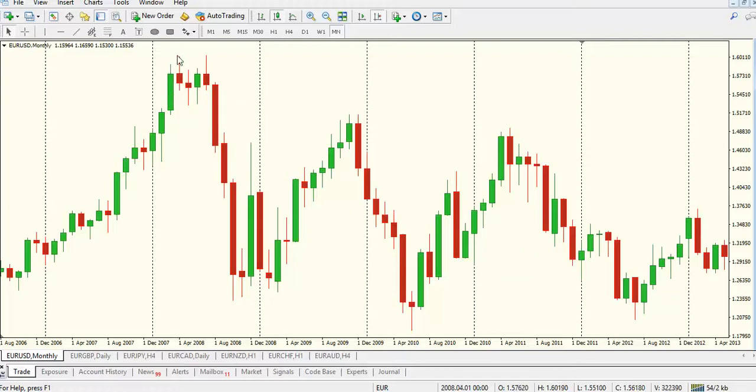Normally the middle one is either the lowest or the highest. If it's a fractal high, in this case this is a fractal high, so the middle candle is the highest. You see, that is this one. So we have the left candle, the right candle, the middle candle. Now in this case this is a fractal high, so you can see that the middle one is the highest.